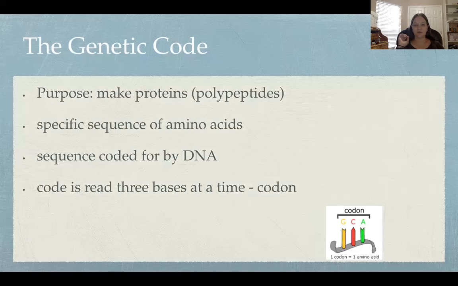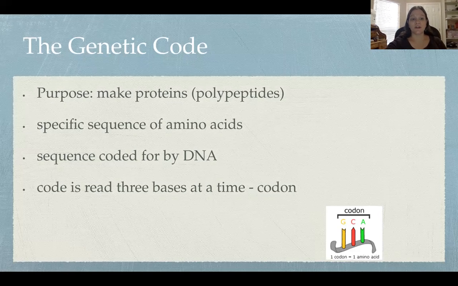So we're going to start by talking about just the genetic code in general. The purpose of that code is to be able to make proteins. And remember, proteins are also called polypeptides. So if you see that in certain sources, they mean the same thing.